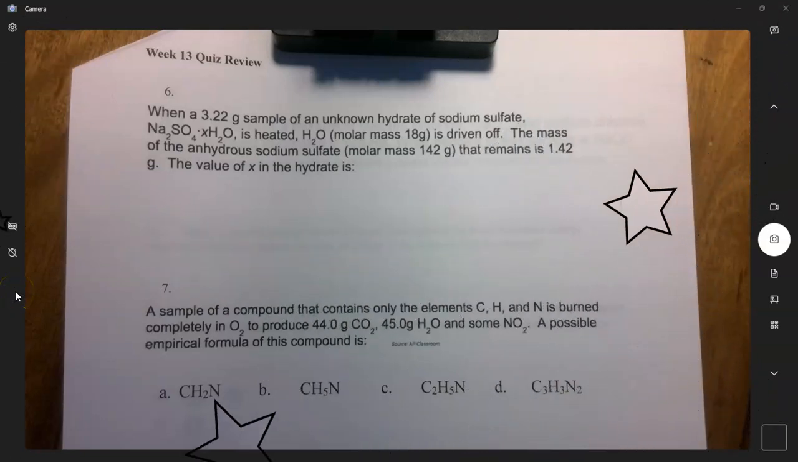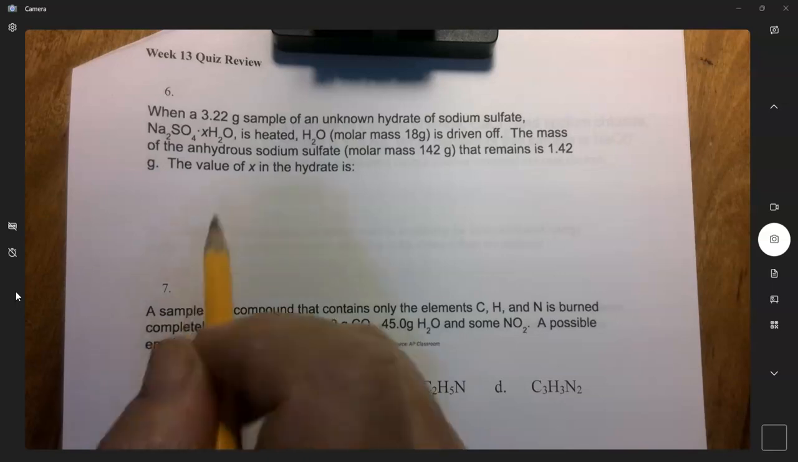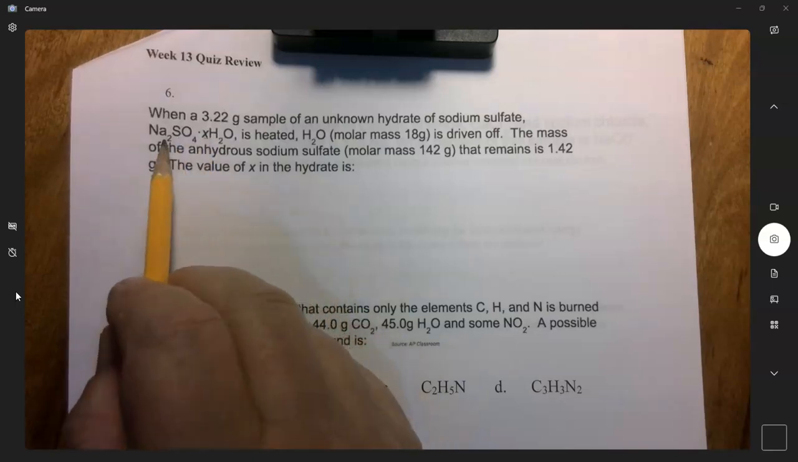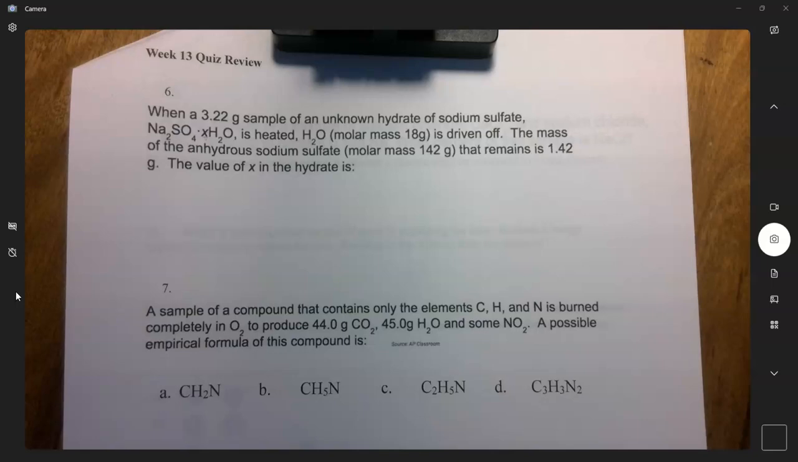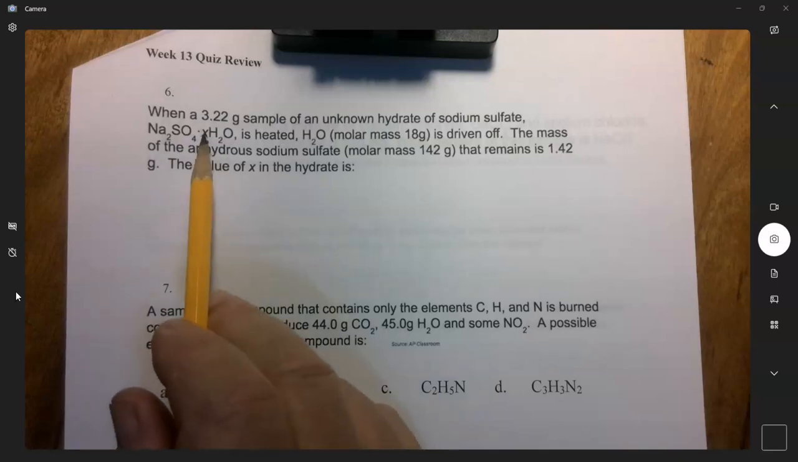Okay, when a 3.22 gram sample of an unknown hydrate of sodium sulfate, the unknown is you don't know what the X is. So there's the formula, but you don't know what that coefficient is for water. It says when it's heated, the water's driven off. It evaporates, basically. The mass of the anhydrous sodium sulfate, molar mass 142, that remains at 1.42 grams. So what's the value of X? You're trying to find X.